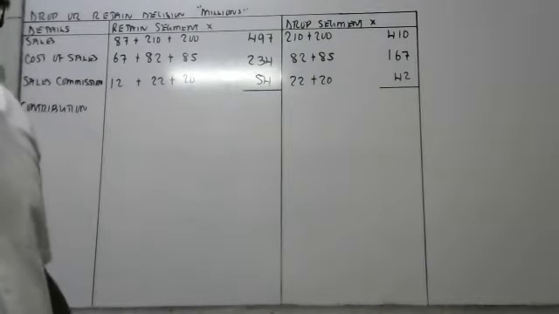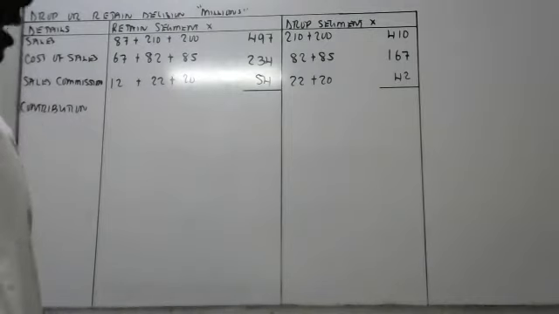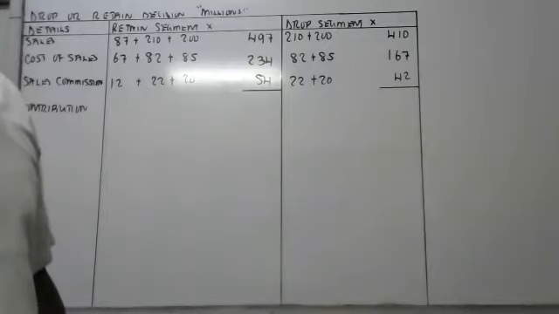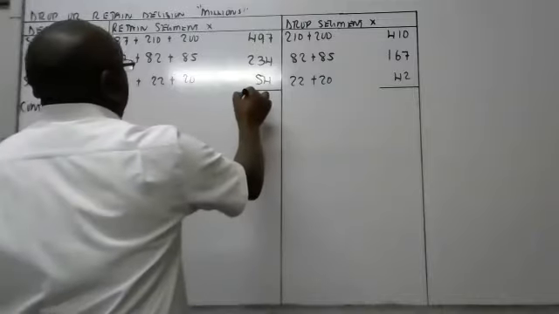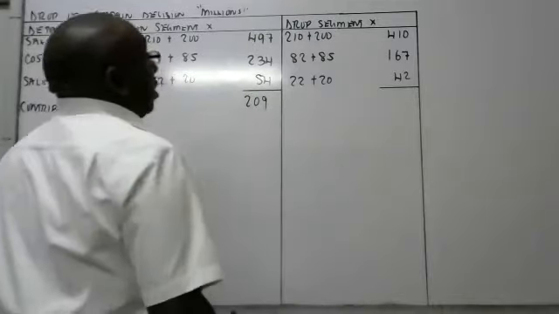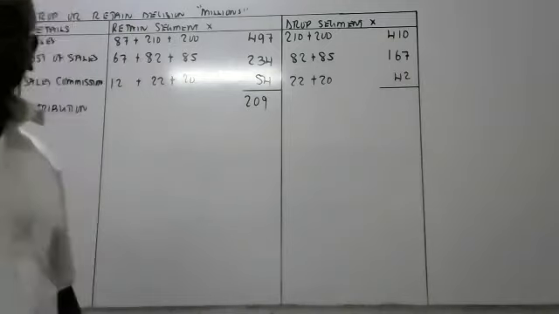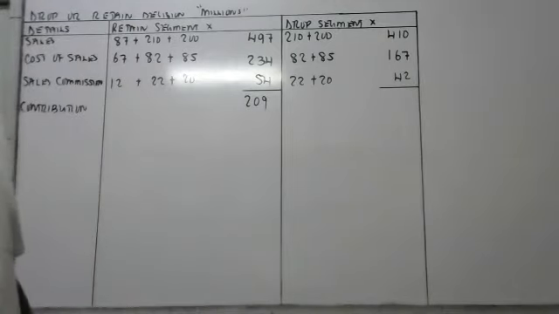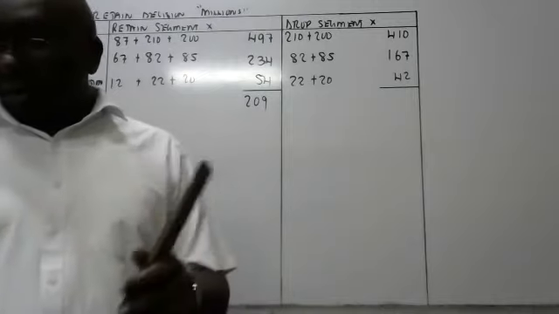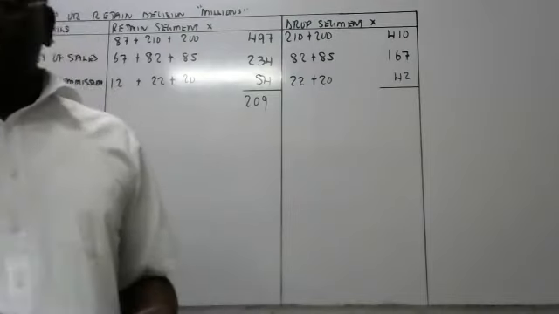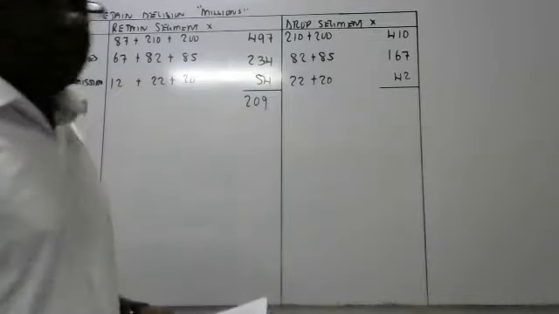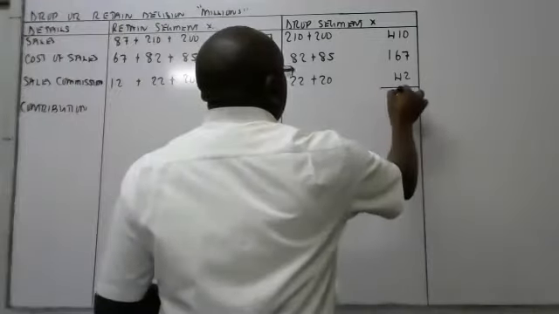$497 minus 234 minus 54. Yes, Jamal Perez, good. I can see 209. Let's go to this other side. We say 410. 410 minus 167 minus 42. Send me the answer. 201, good. So we have 201.